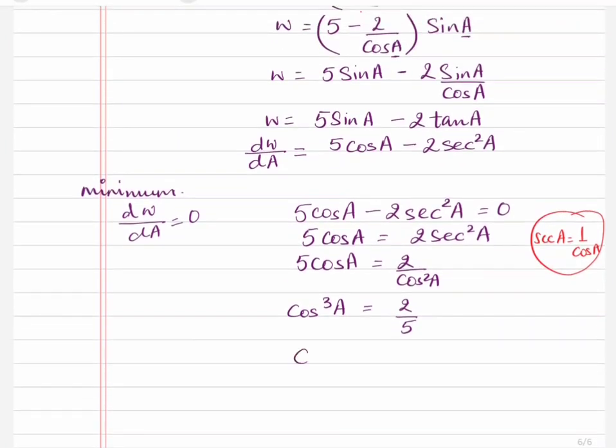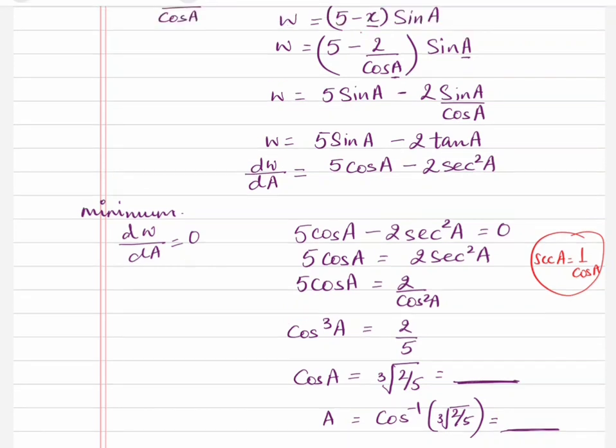And that will give us cos A is equals to cube root of 2 over 5, right? And then you can find A is equals to cos inverse of cube root of 2 over 5, right? Or you can find the decimal value here and then put that into the calculator and it will give you the value of A. All right, so put that into the calculator and tell me what the value is. So it is 42.5. So A is 42.5 degrees.